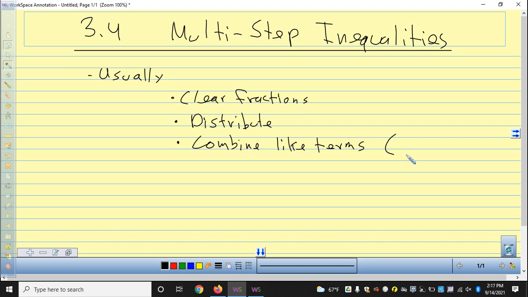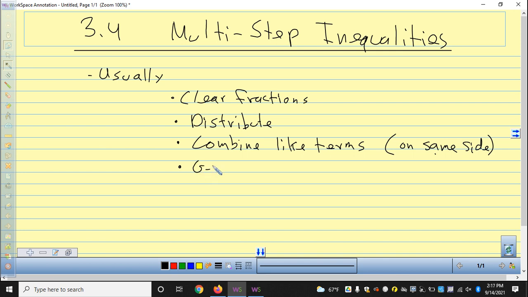And a reminder on like terms, combining like terms means we're combining things on the same side. So on the same side of the equal sign or on the same side of the inequality. So we're not going across when we are combining like terms.